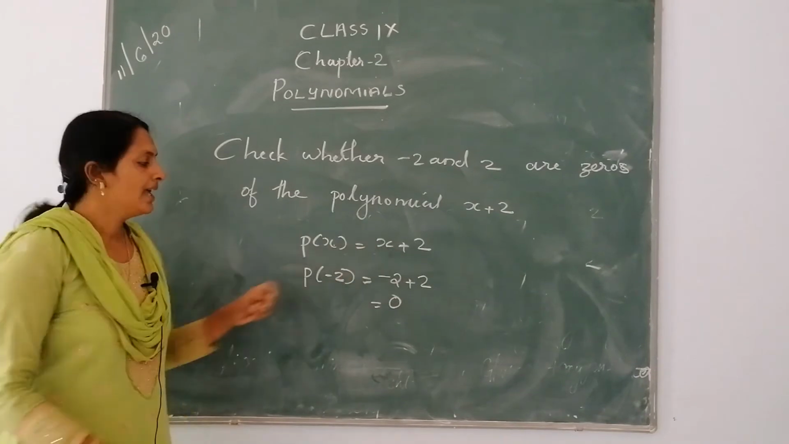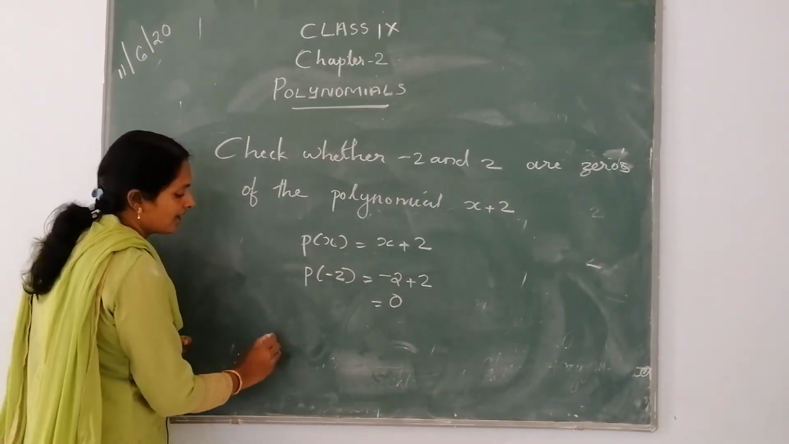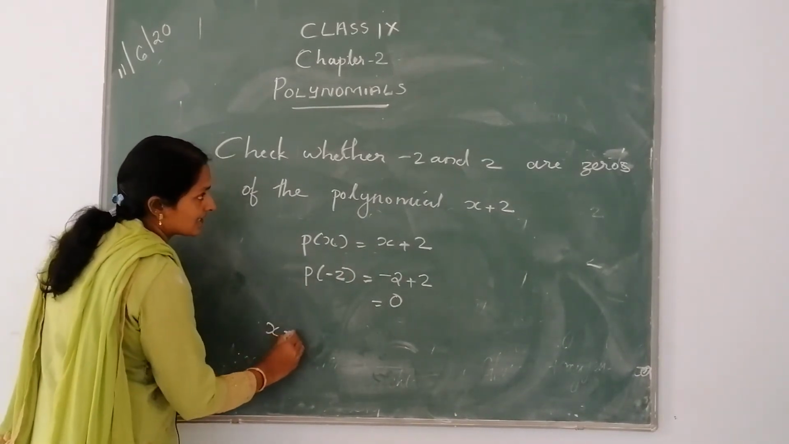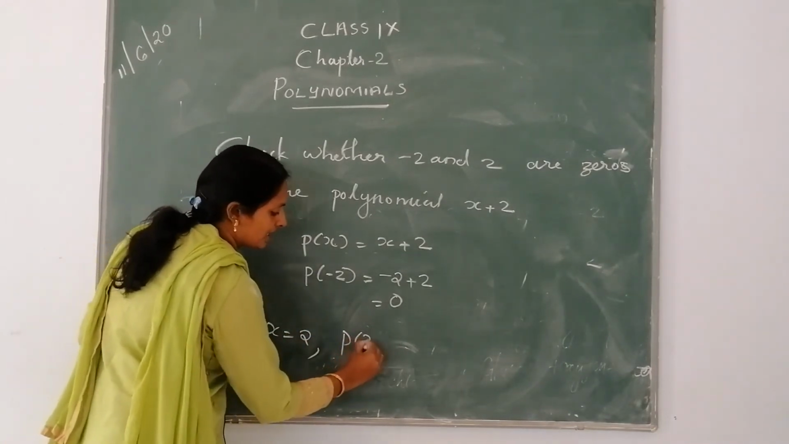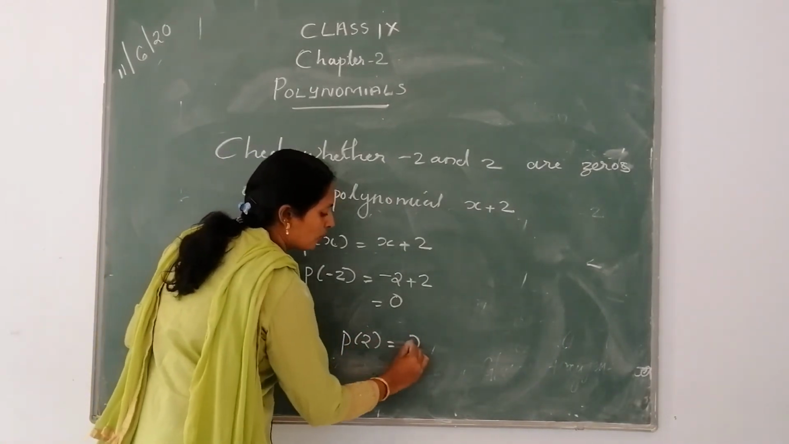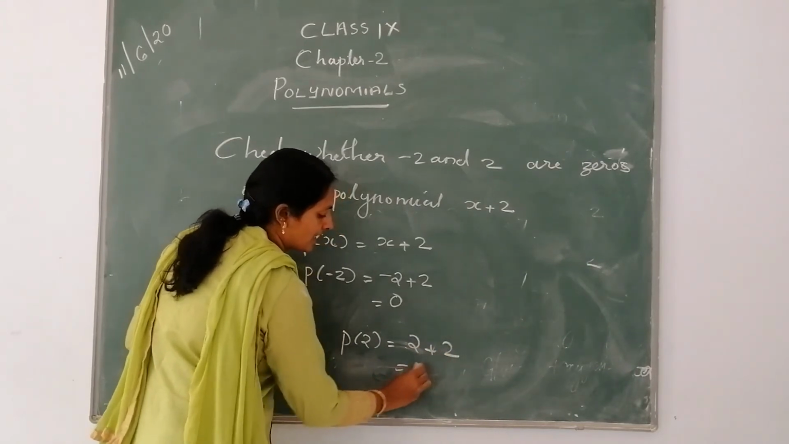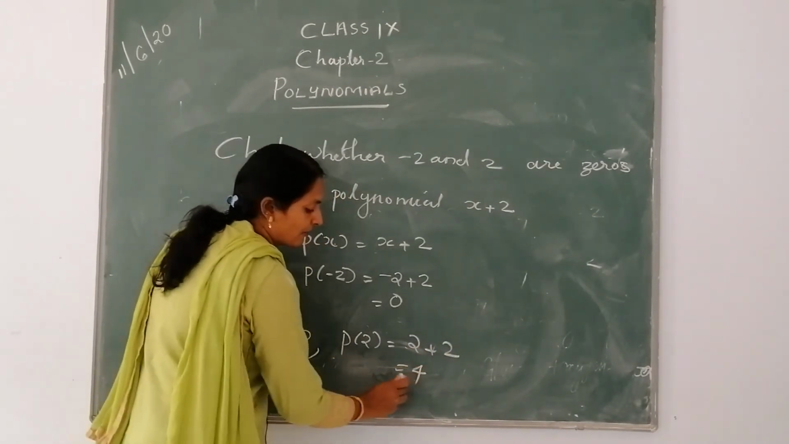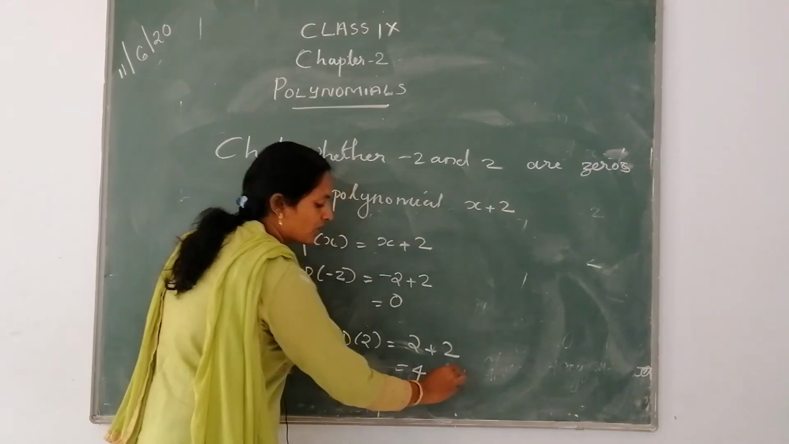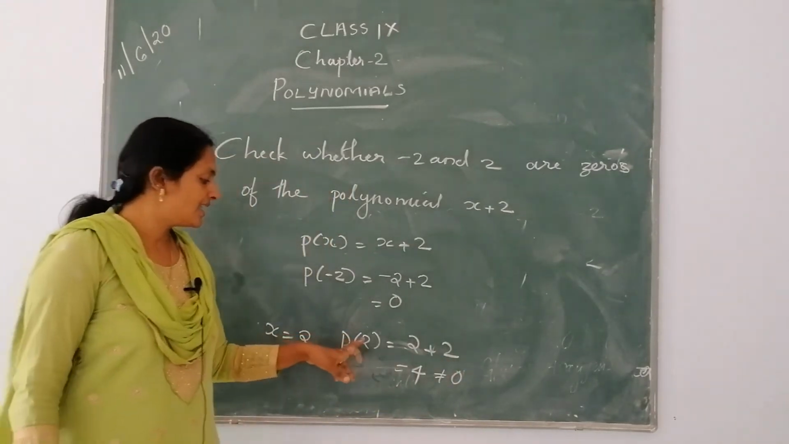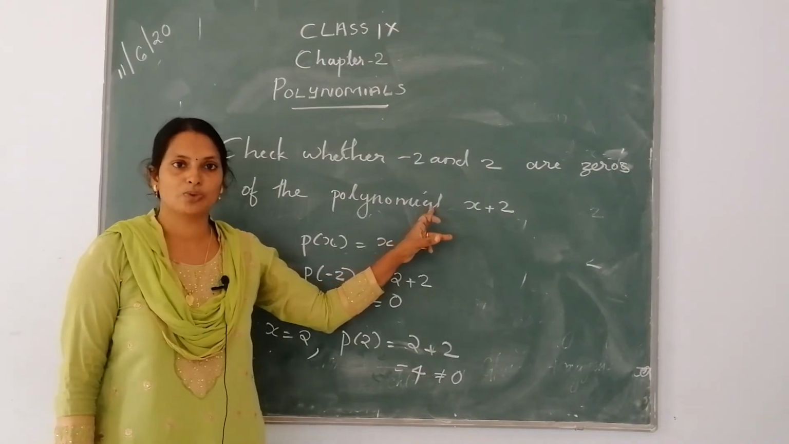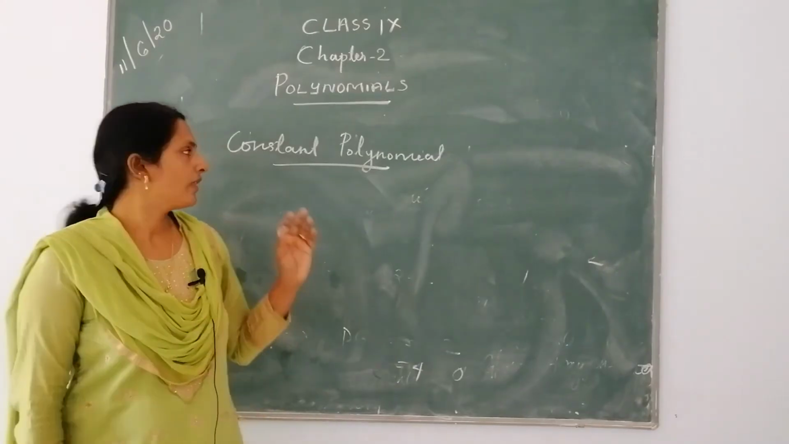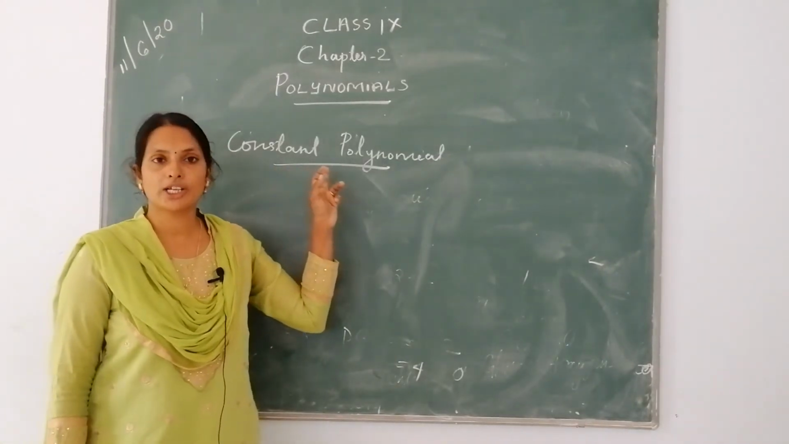Do you understand? Next we will check x as 2, that is P of 2 is equal to 2 plus 2, that is equal to 4. That 4 is not equal to 0, so we can say that this 2 is not a zero of that polynomial x plus 2.